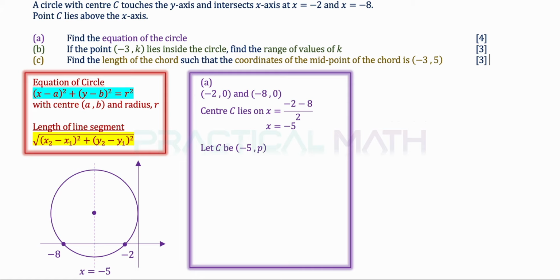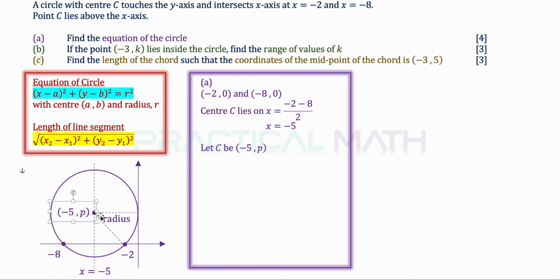Now let's move on to the next step. Assuming my center C to be (-5, p), where p is a constant to be found later on. Over here in my next step, I'm going to draw a dotted line from the center to the y-axis. This line in dotted lines is actually referring to the radius. Since x is -5, the radius is 5 units.